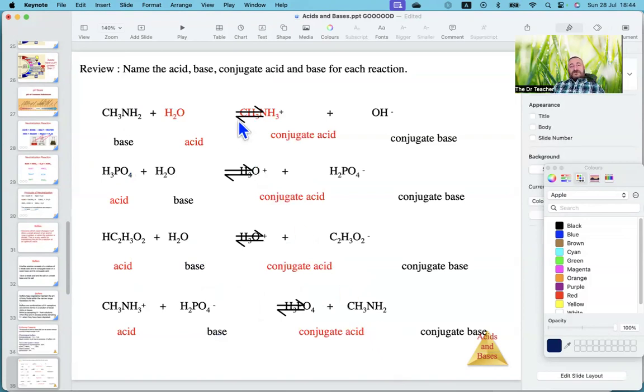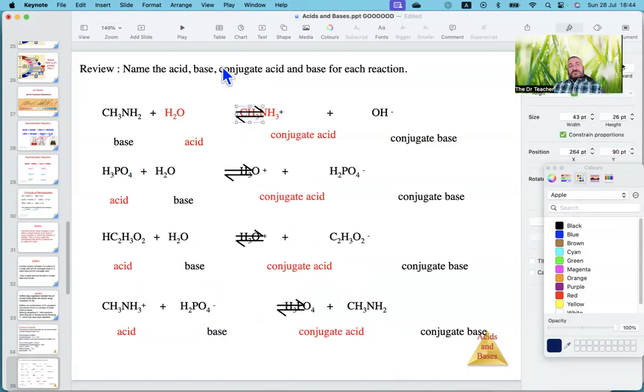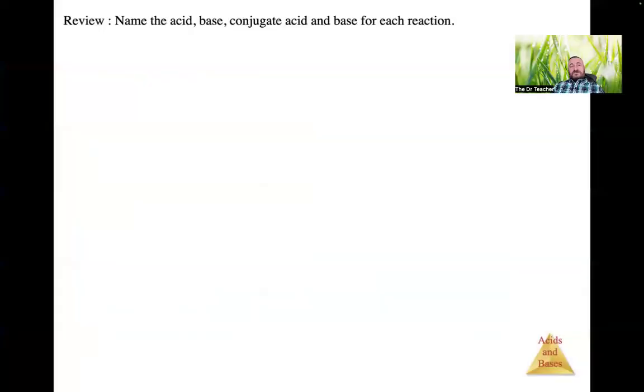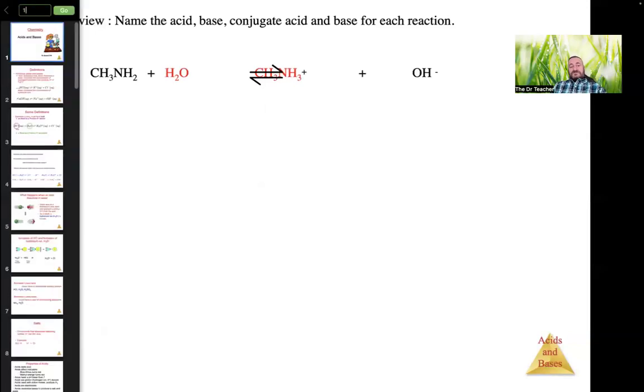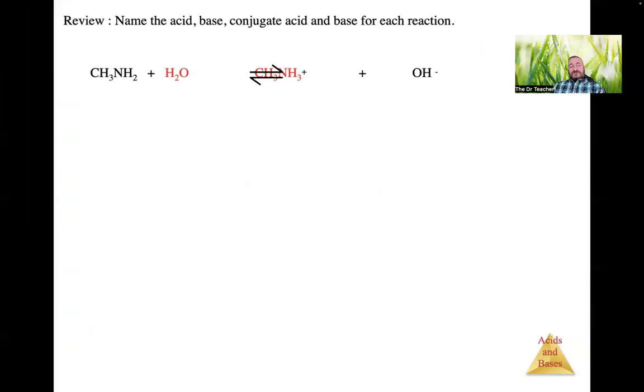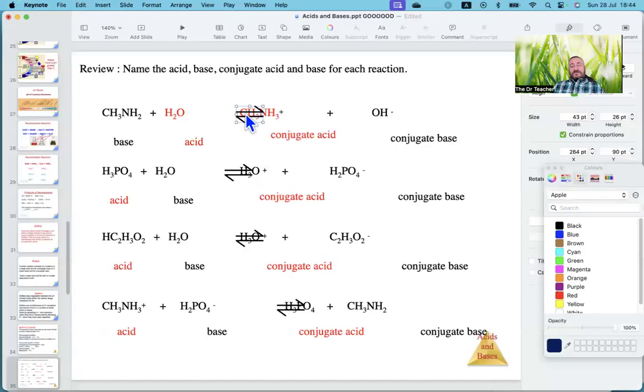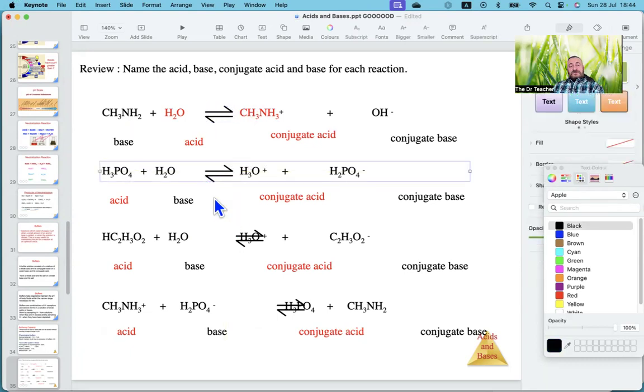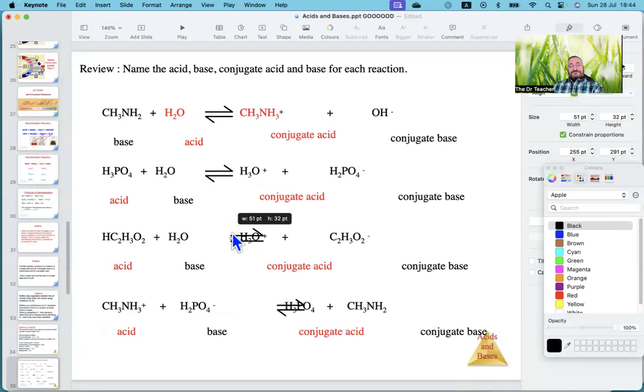Oh my God, here there is a... Okay, let me check if there is any. So review, name the acid, base, conjugate acid, and base. Oh my God, there is something. I have to move it. So if you see here, this is the double arrow here.